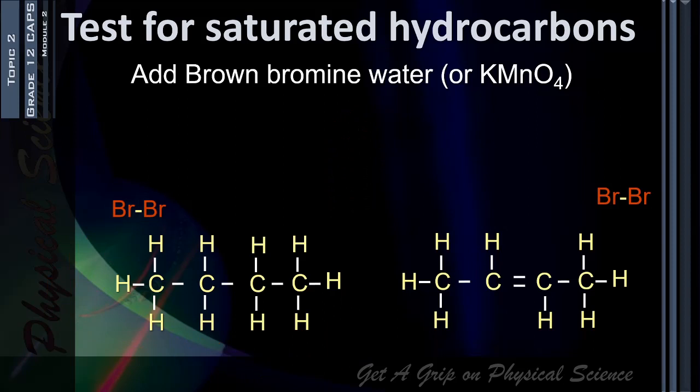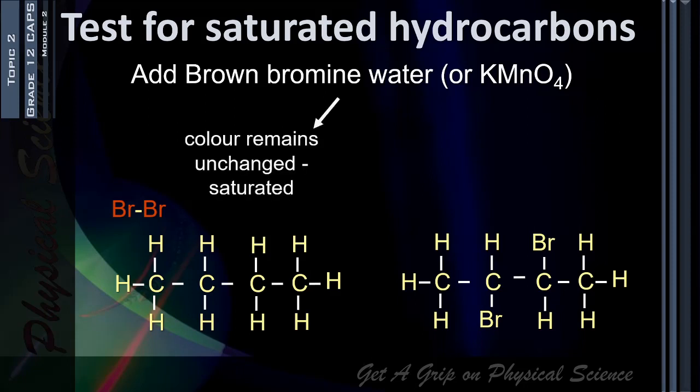But if the bromine water is added to an unsaturated hydrocarbon, the bromine will very easily find a spot where it can react with these molecules, and new molecules with new properties will be formed. So if all the bromine molecules can find spots where they can react with these unsaturated hydrocarbons, there will be no more brown bromine molecules in the solution, and the solution will lose its brown color.